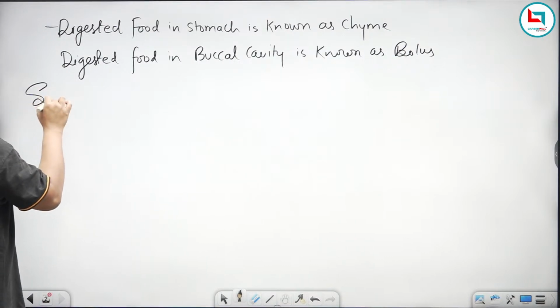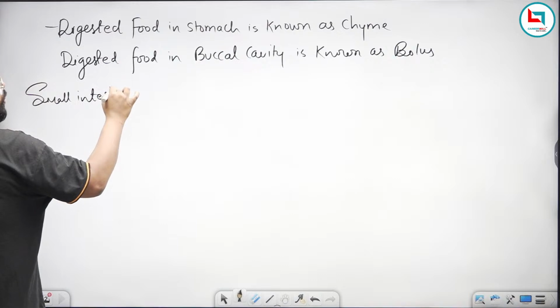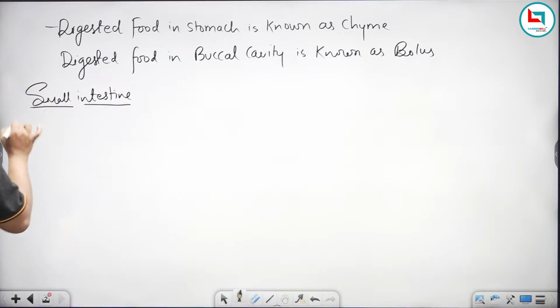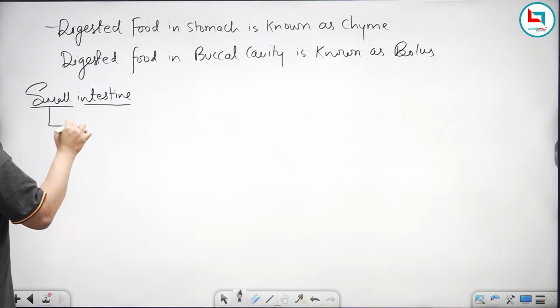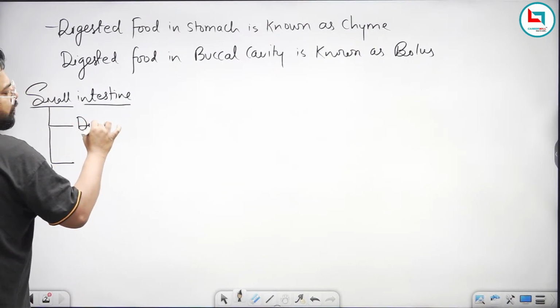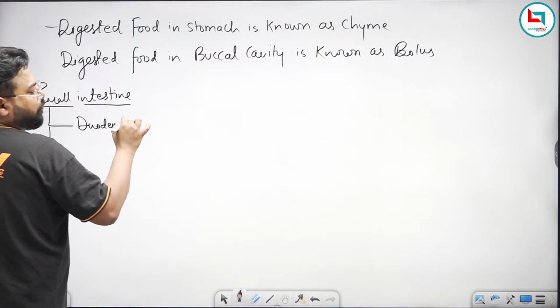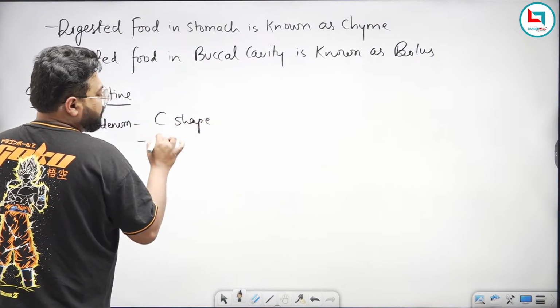Now, the small intestine, which is 7.5 meters long according to the NCERT. Now, the small intestine has three different regions. One is the duodenum, which is C-shaped and is the site of complete digestion.